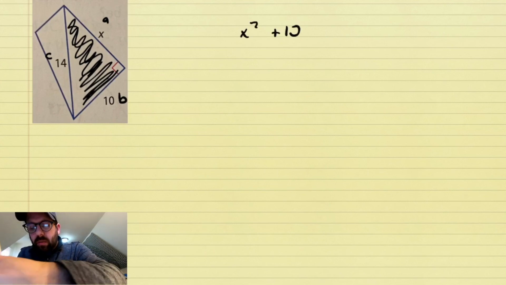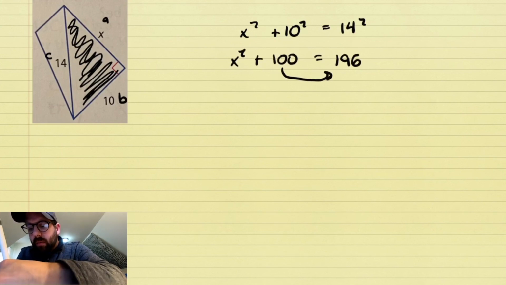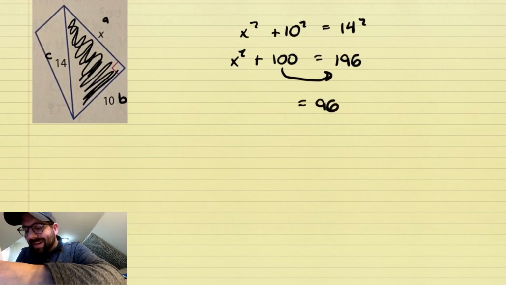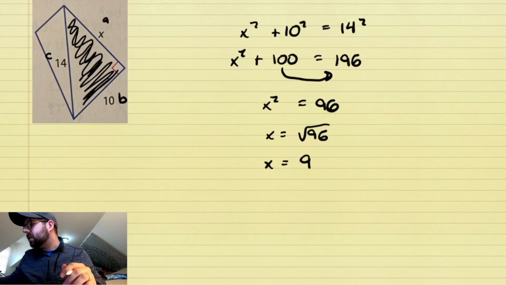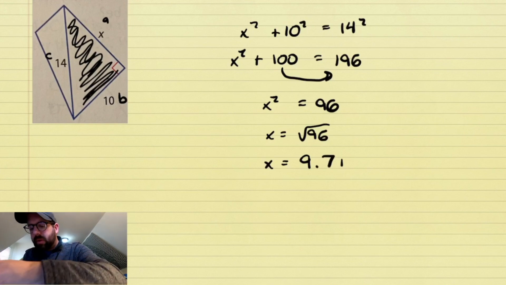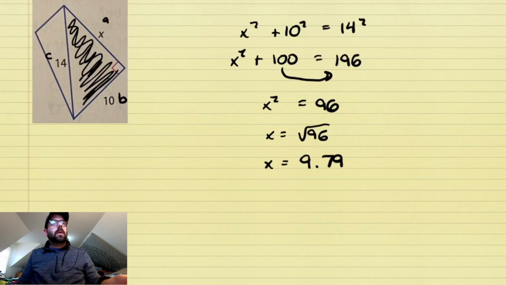So it would be x squared plus 10 squared is equal to 14 squared. So I get 196 on the other side. I get 100 over here. I'm going to subtract the 100 across, get 96, and then take the square root of that. Now the square root of 96 is really close to 10. It's 9 point something. But taking the square root of 96, 9.79. So there you go.